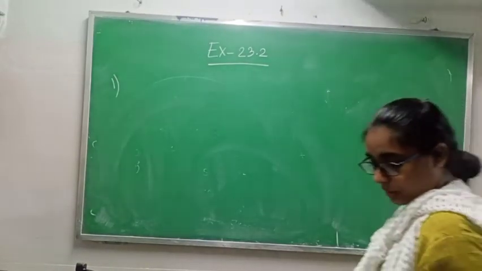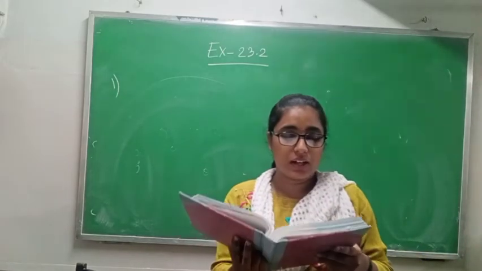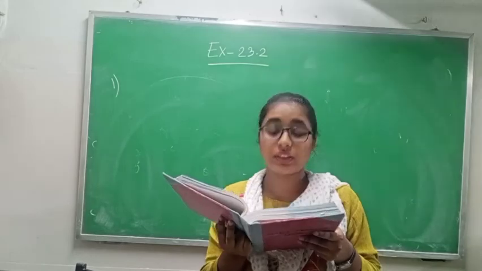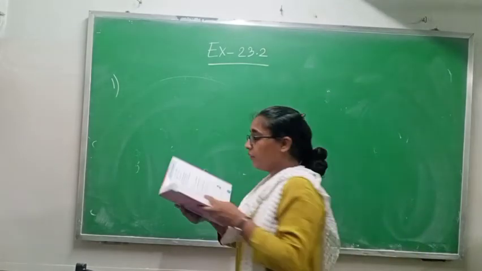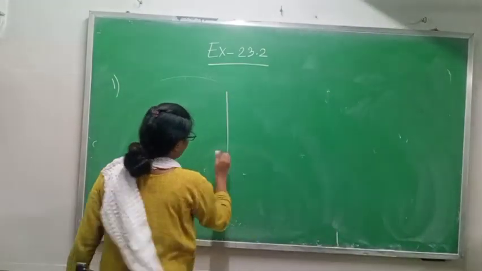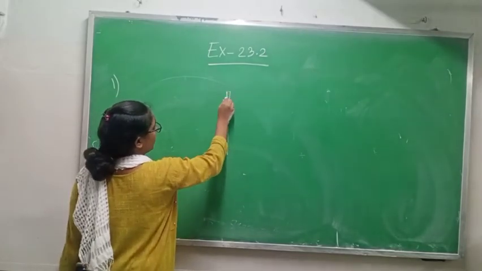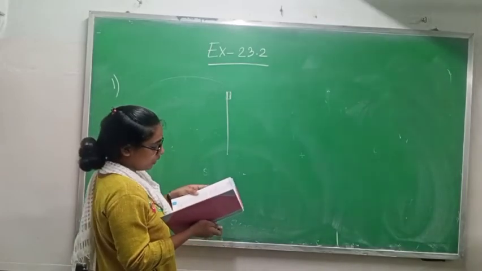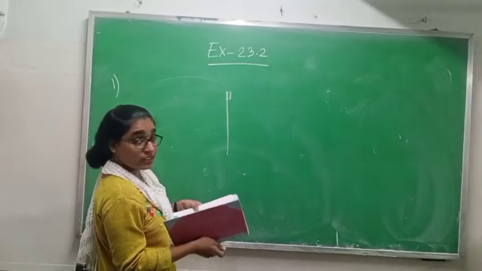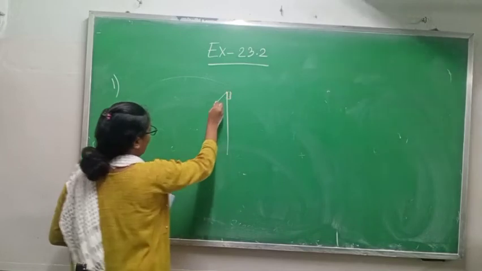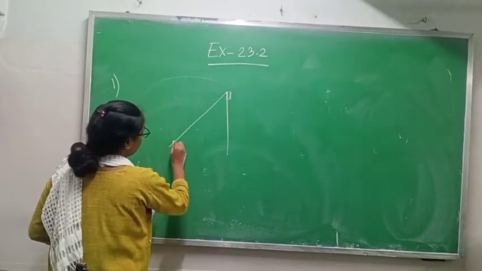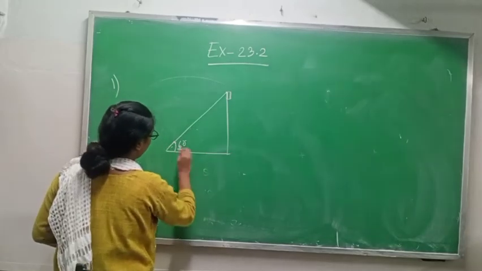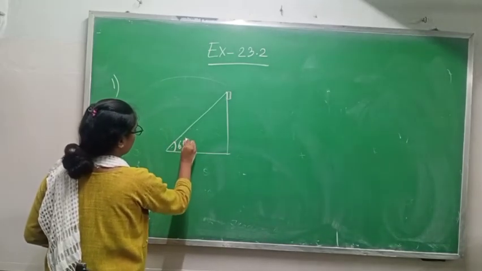Class 10, read question number 1. In the window of our house there is a ladder at an angle of 60 degree with the ground. Suppose that this is our house, and here we have a window. From this window one ladder is joined, and it is making an angle of 60 degree with the floor. So if this is the floor, it is making 60 degree.